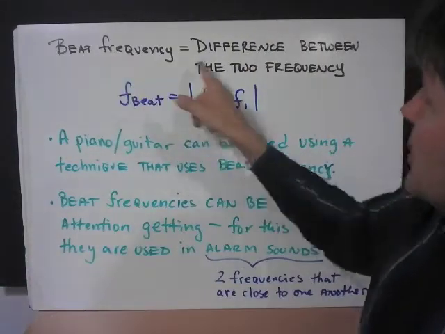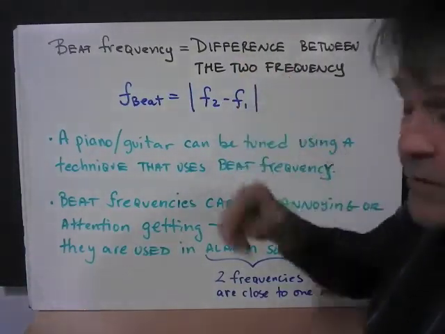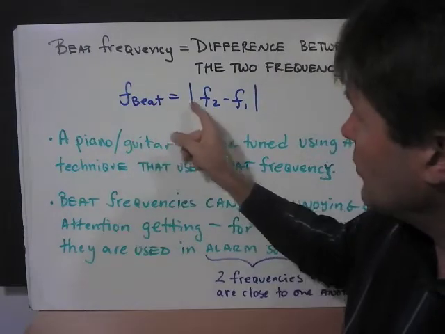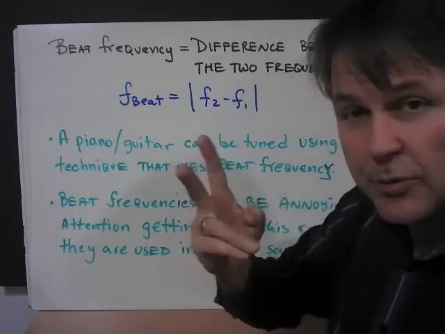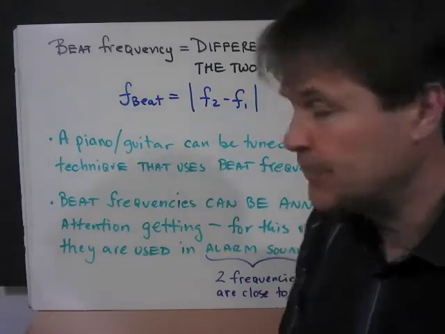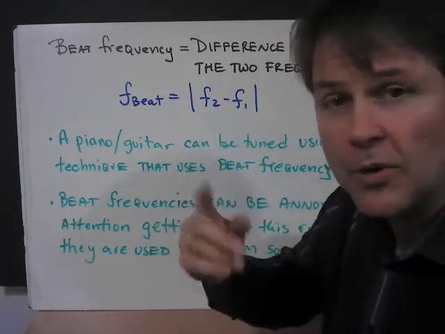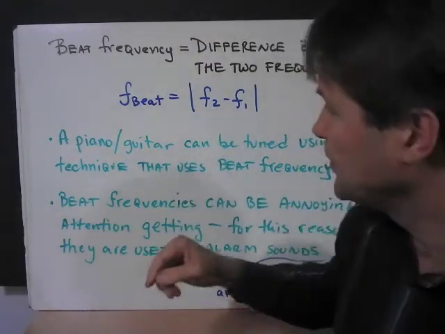So beat frequency is the difference between the two frequencies. Very easy to calculate. All you need is to know the difference between the two, and it's just the absolute value. So F2 minus F1 or F1 minus F2.